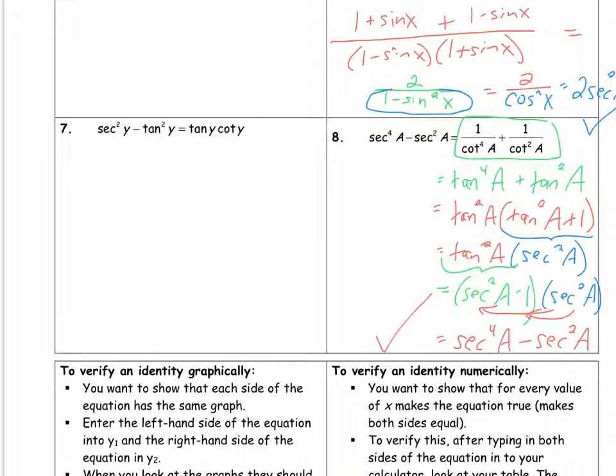Darn tootin' they do. Alright, again, I'll provide the answers to the other two in class if you need them, but I'd really like to see you work them out and give them a try. We are just going to keep attacking this in class for the next couple days.